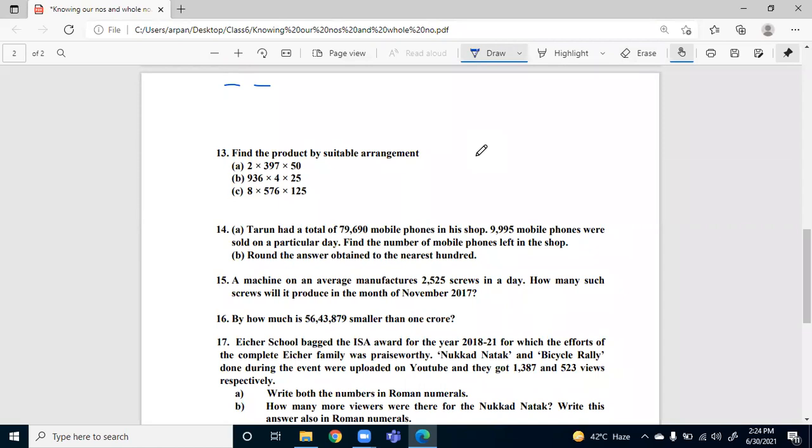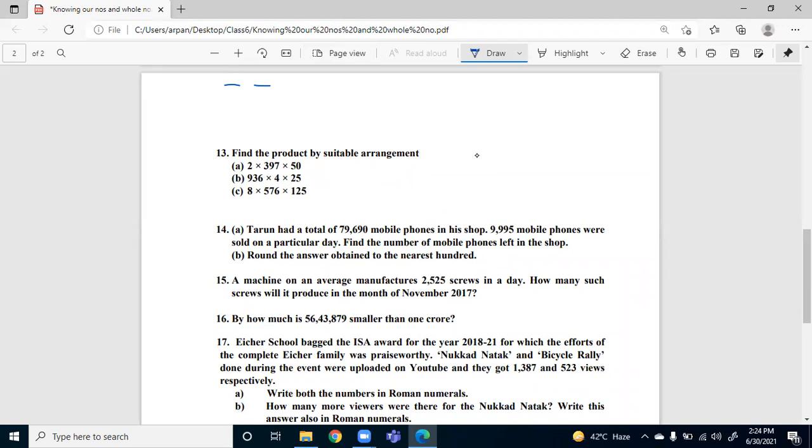Ma'am, first we would see how many days November has. It has 30. So we would take 2525 into 3 and add 0 to it later on. 3 fives are 15, and the answer is 7575. Then we would add a 0 to it, and the answer would be 75750. You are correct, Samar.